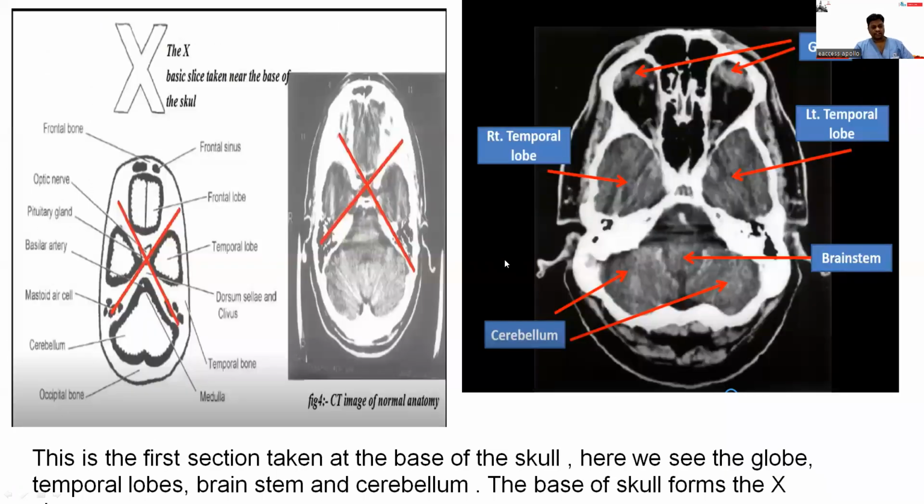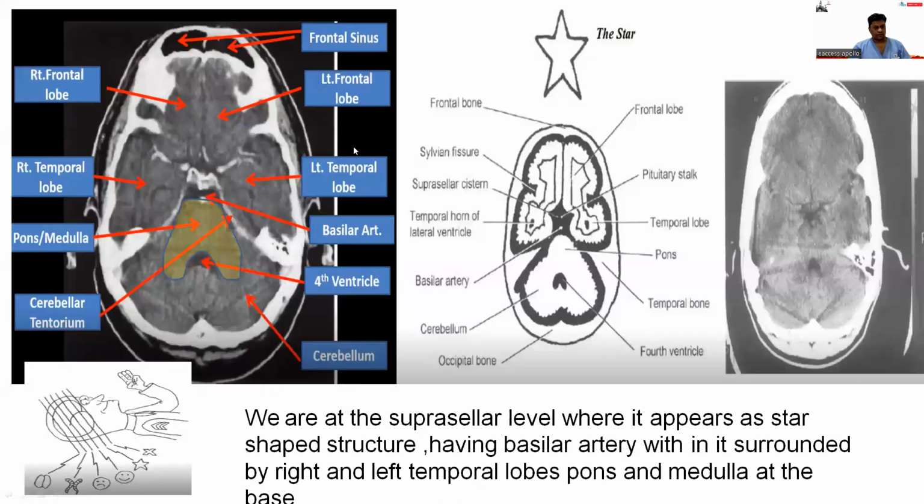This is the first section, taken at the base of the skull. Here we see the globe, temporal lobes, brainstem, and cerebellum. The base of the skull forms the X shape. As we go further, we are at the suprasellar level. Here you can see both right and left temporal lobes adjacent to the suprasellar level, and this white structure here is the basilar artery, which is a very important artery. Then there is the fourth ventricle here. This is all pons and medulla, along with the cerebellum here and the frontal sinuses at the top.